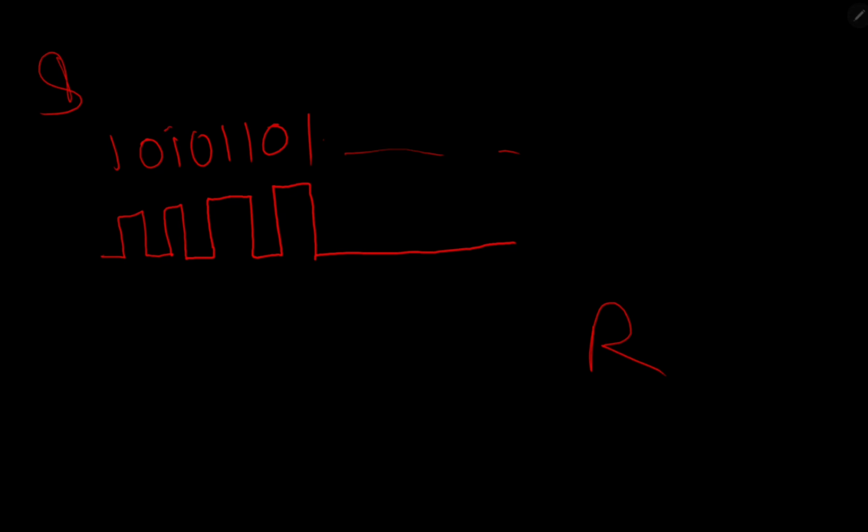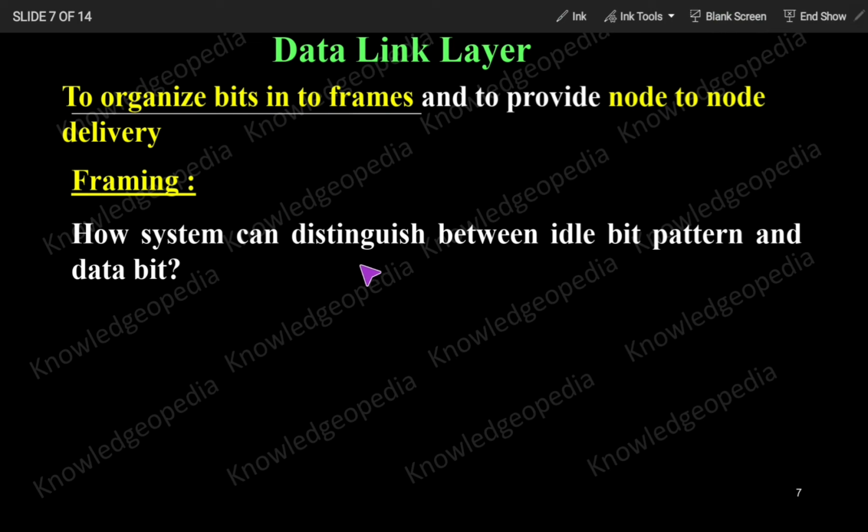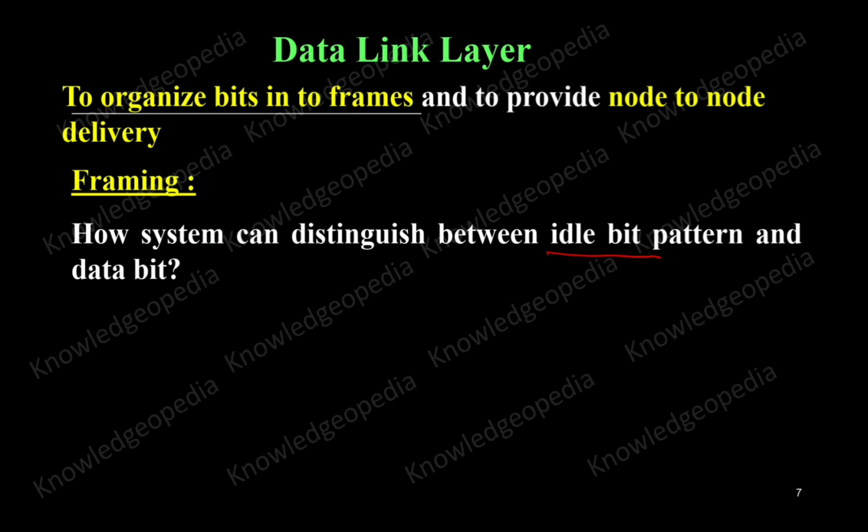Now when the receiver is receiving, these things will be received here. The receiver will treat this part as 0 or silent. How can it know that the data is transmitted between this point and this point, not beyond that? Understood? This is how a system distinguishes between idle bit pattern and data bit pattern. The receiver is confused whether those continuous zeros are actually zeros sent by the sender, or the idle bit pattern where nothing is sent. How can it be done?